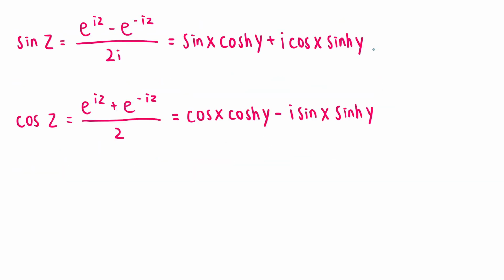So to recap, we can use the exponential definitions of sine of z and cosine of z to derive a definition in terms of its real and imaginary parts. Sine of z is equal to e to the iz minus e to the negative iz over 2i, which equals sine x cosh of y plus i cosine x sinh of y. And cosine of z equals e to the iz plus e to the negative iz over 2, which equals cosine x cosh of y minus i sine of x sinh of y.